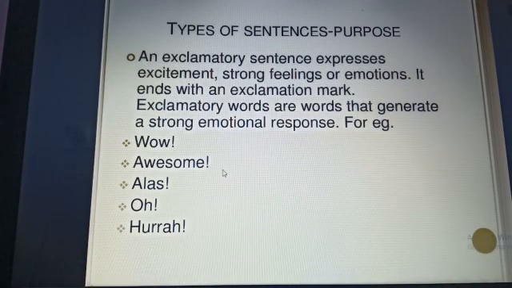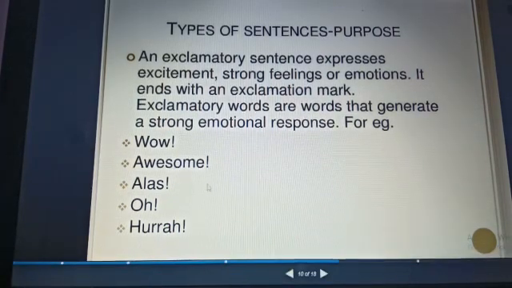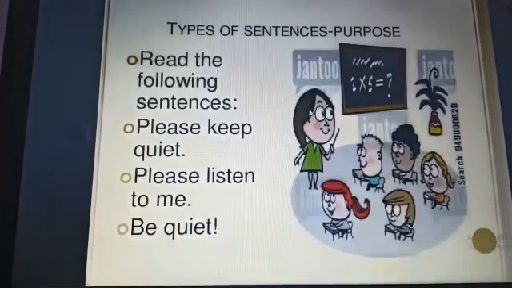An exclamatory sentence expresses excitement, strong feelings or emotions, and it ends with an exclamation mark. So here we have some exclamatory words that generate a strong emotional response. For example, wow, awesome, alas, oh. So this one is the third category of sentences, which is known as an exclamatory sentence. Let's move on to the last and fourth category of sentences.